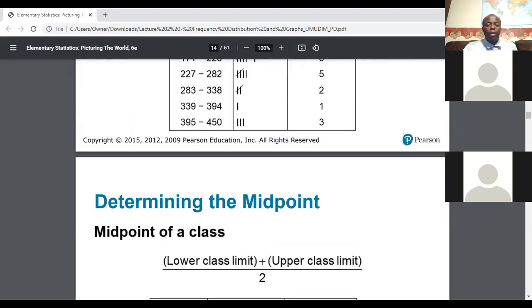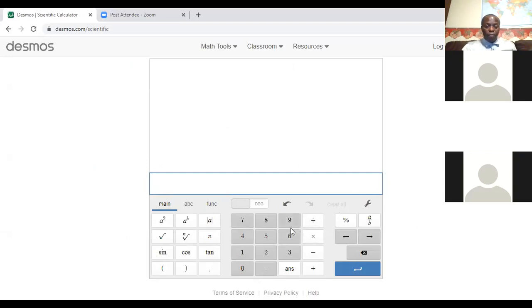Well, this is a calculator. Okay. 5 + 8 + 6 + 5 + 5 + 2 + 1 + 3. So the total frequency will be 30.